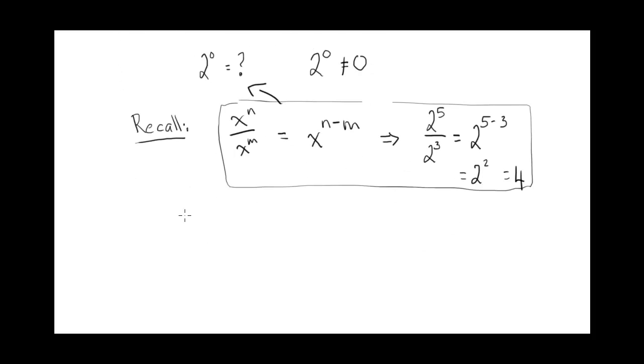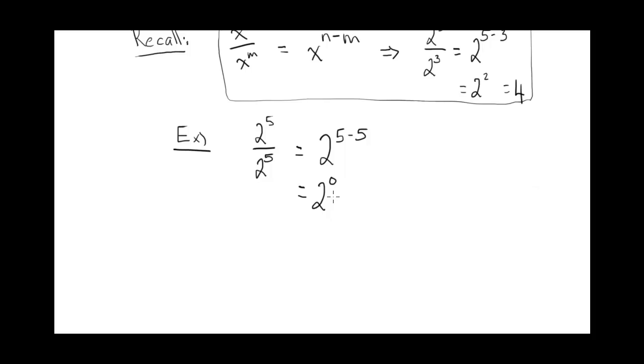Just consider this simple example: 2 to the power of 5 over 2 to the power of 5. Well, there are two ways we could do this. We could apply this division law, so that's equal to 2 to the power of 5 minus 5, just by subtracting exponents. So 2 to the power of 0. But what if you didn't use the exponent laws?